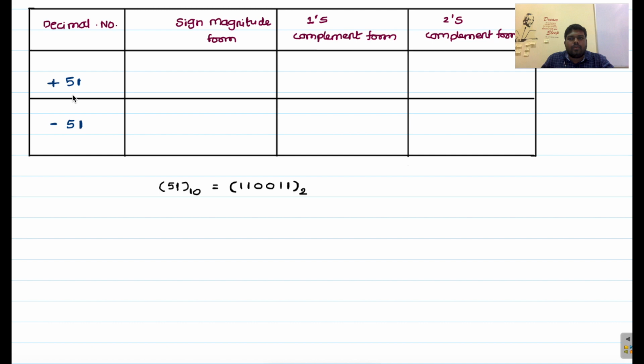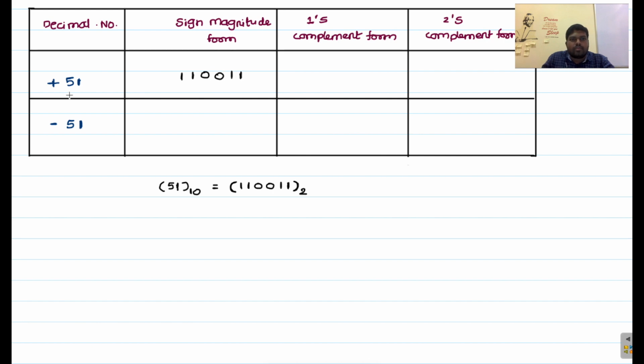Okay, so in normal 51 having 110011 base 2. When we are using sign form, that means positive sign or negative sign, we just need to add a sign bit in front of the most significant bit, right? So in the positive 51 case, in sign magnitude form, we are using the magnitude number as it is, that means 110011.